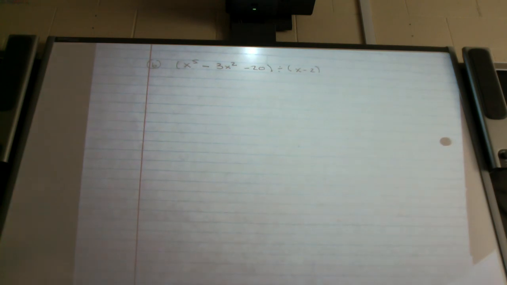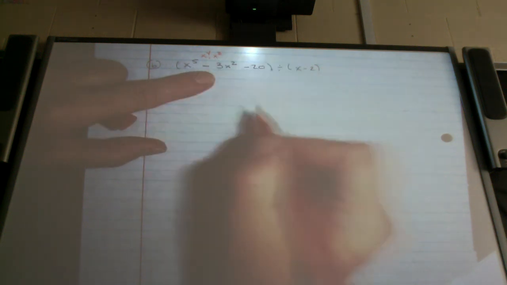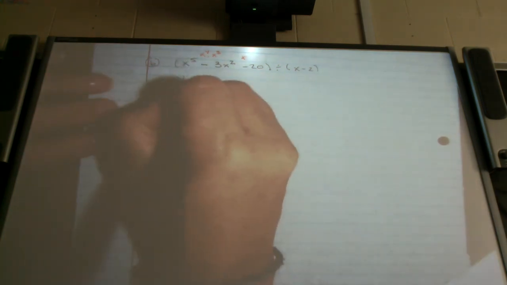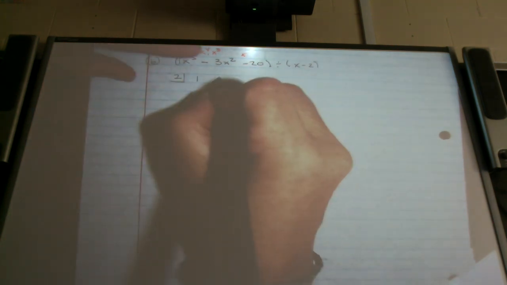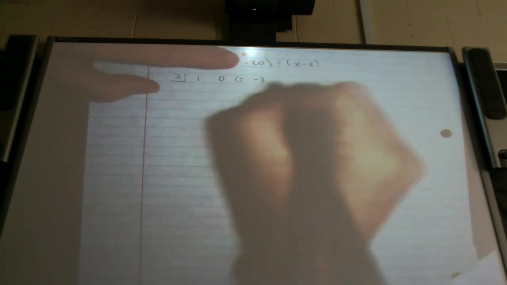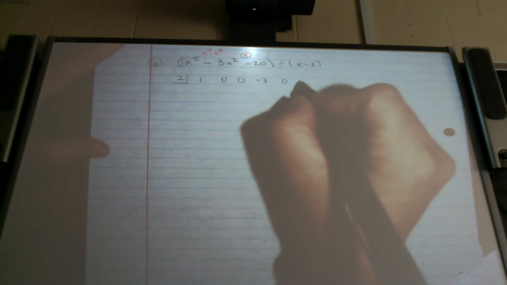Now I'm missing some. I have x to the 5th. I don't have an x to the 4th. I don't have an x to the 3rd. And I don't have an x. So when I get to those spots down here, I need to put zeros. So 2, and then coefficients 1, 0, 0, -3, 0 from this here, and then -20.